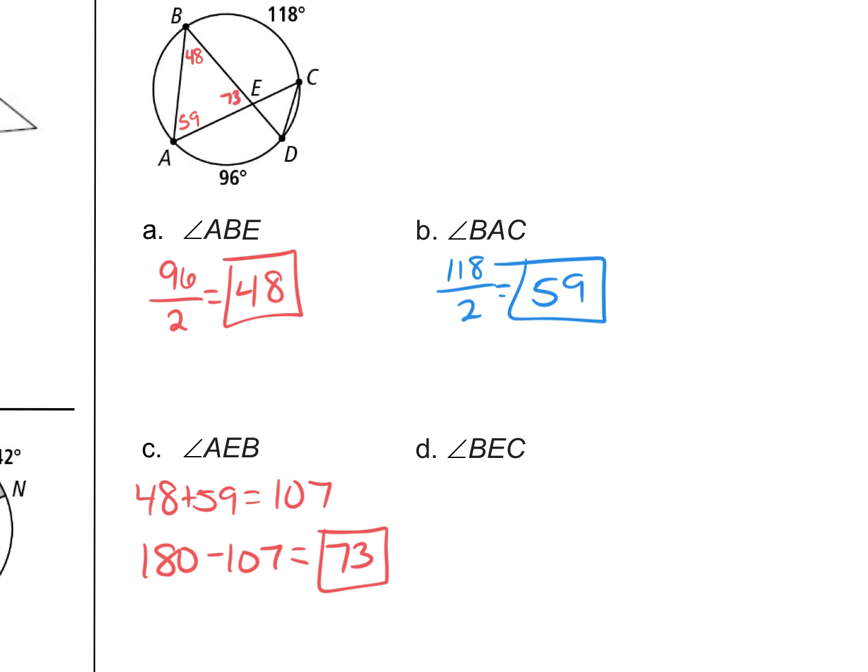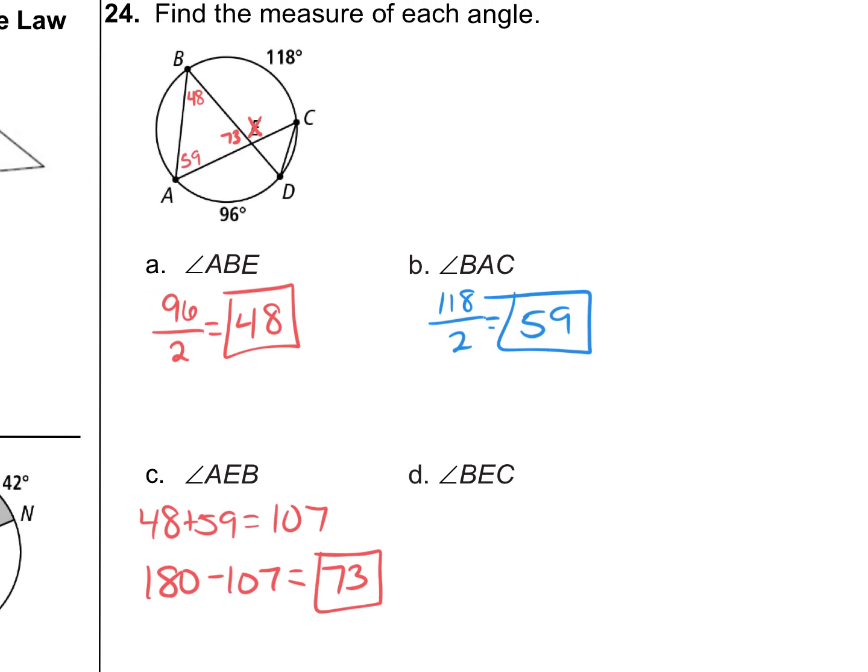And then that last one there wants to know BEC. So this angle here. Couple different ways you can do it. What's the easiest? Where are you getting 180 from? How do we know 180? It's on a straight line. Yep, it's on a straight line. So what do we know about these two angles? They have to add up to 180. So we take 180 minus 73 to give you 107.